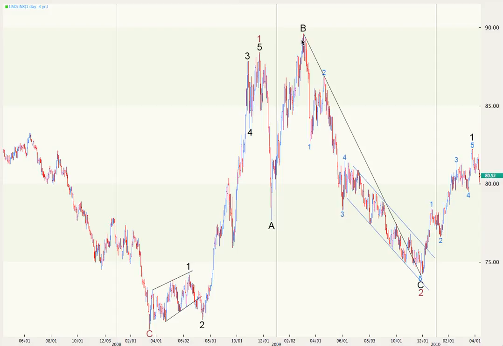Ratios between this A, B and C for wave 2. B is a 111% correction of wave A. This is an expanded flat. And C was 1.94 less than 1.618, the length of wave A. So great Elliott wave ratios there as well.